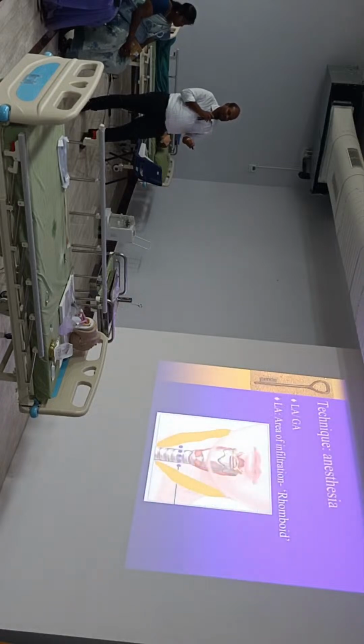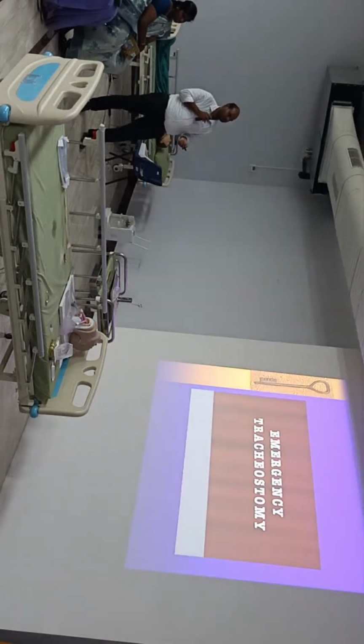The anesthesia generally used for tracheostomy is mostly local in awake patients. It may be general when the patient is intubated or ventilated. The area of infiltration is in a rhomboid fashion, or generally we follow a triangular fashion. The landmarks will be the lower border of the thyroid cartilage, the anterior border of the sternocleidomastoid, and the anterior border of the sternocleidomastoid on the other side.